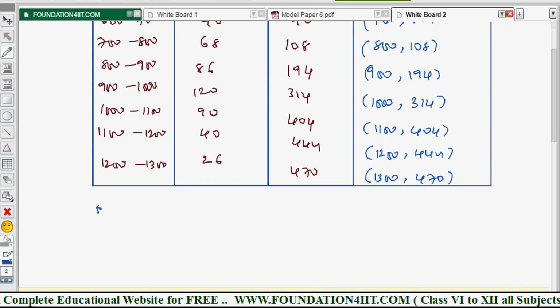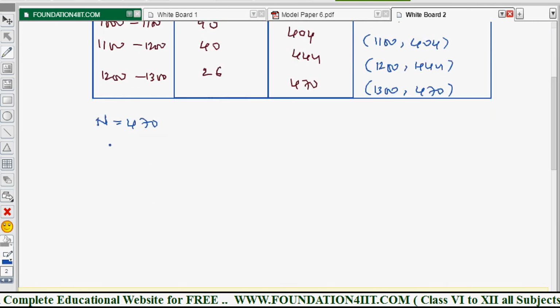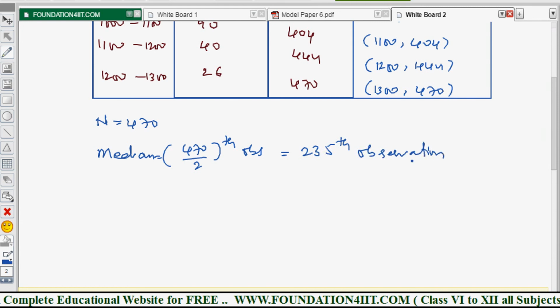Here n is equal to 470, the total number of employees. If 470 is an even number, then median, even number means 470 by 2 observation. That is the 235th observation. You should find out from the Ogive to get the median. So let's take the graph now to solve this. Easily we can find out.